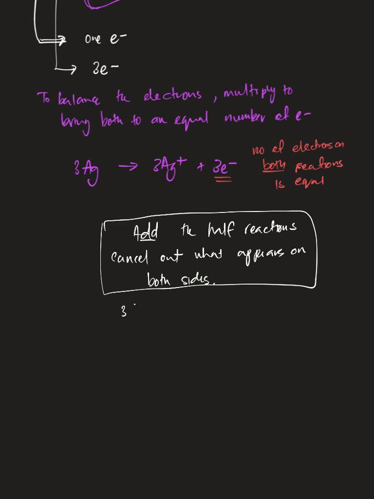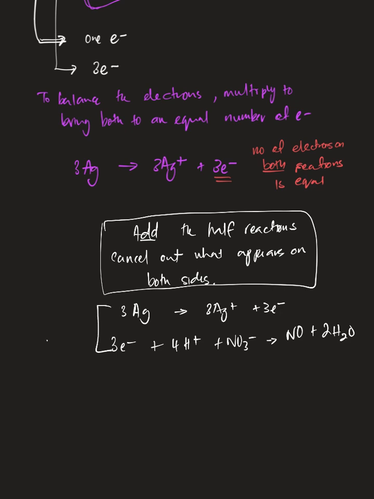So now I've got 3Ag, which gives me 3Ag plus 3 electrons, and I've got 3 electrons plus 4H plus NO3 minus gives me NO plus 2H₂O. Right, now what do we mean by add the half reactions? What we must do is we must add the reactants together, and then we must add the products.